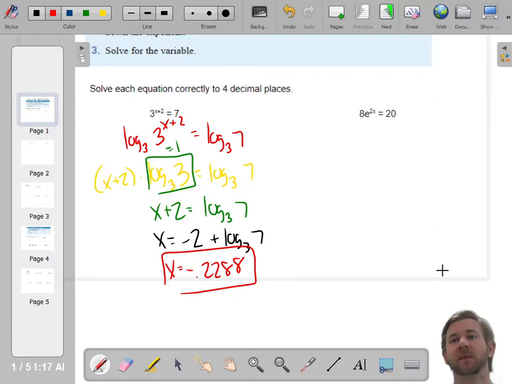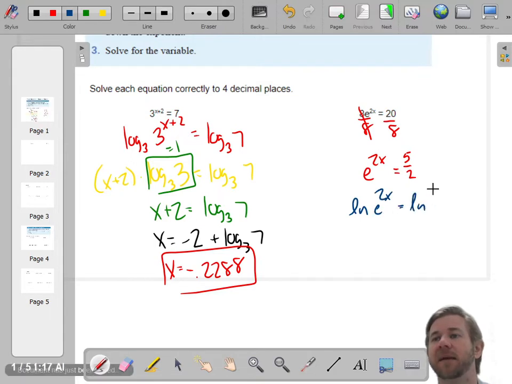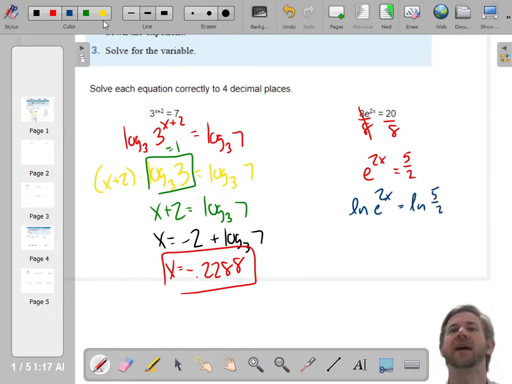Let's try another one. In this problem, the exponent is not by itself, so before I do the log of both sides, I'm going to divide. I'm going to divide both sides by 8, and now I have 20 over 8, which I can reduce to 5 halves. It doesn't really matter, it's 2.5. Now I have a base e exponent, so I will take the natural log of both sides, because that's a base e logarithm. And when you do that, this 2x can come out front.